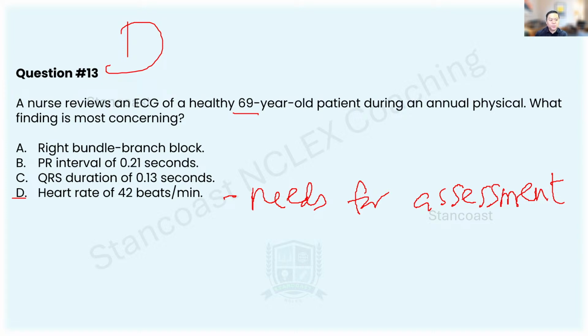Now moving into, what about letter A? What is in letter A? Right bundle branch block. Why is that not the correct answer? Well, when we are talking about the right bundle branch block, it is a conduction abnormality wherein the electrical impulse is not relayed on time, and also it is being blocked by one of the branches in the conduction system. And so this is not going to be applicable to this question.